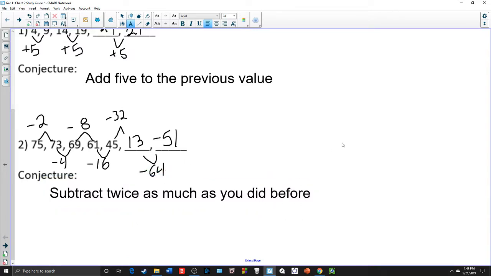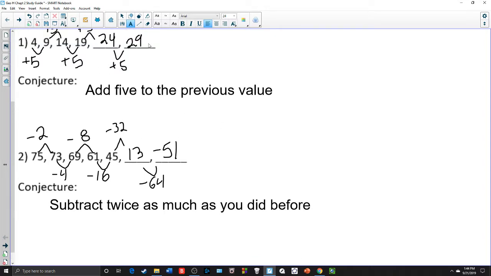Now, these conjectures are stated in your own words, so the language doesn't have to be so technical. You can kind of use your own wording there as long as you get the point across. In this case, subtract twice as much as you did before is perfectly fine language. So that's the conjecture and pattern bit. Again, I would recommend you finish the pattern first, and then from that, you'll probably have your conjecture already formed in your mind, and you can just write it out.